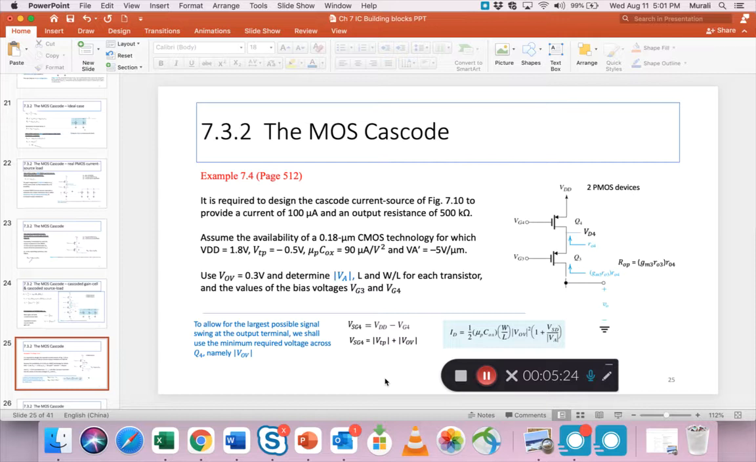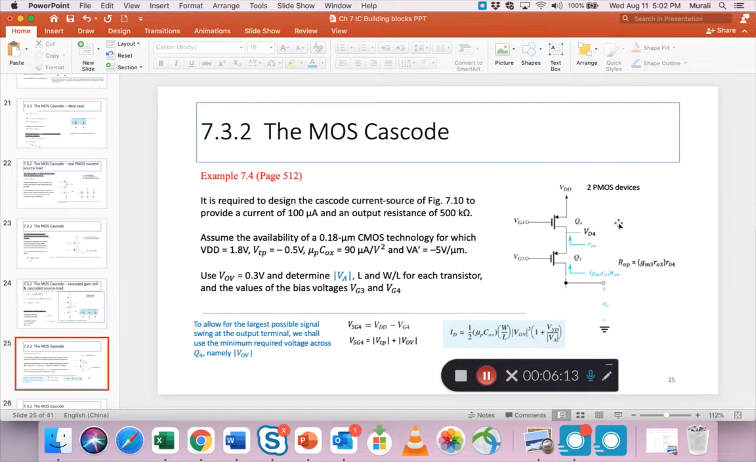One other thing that is interesting is that to find the largest possible swing at the output terminal, so assuming this is the output terminal, which it doesn't show but I added this, at this terminal if you want the largest possible voltage, then the least possible drop should happen here and here, right? So that almost all of VDD comes out. So what is the minimum possible drop on Q4 and Q3 across the source and drain? That is VOV.